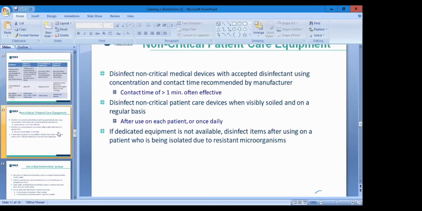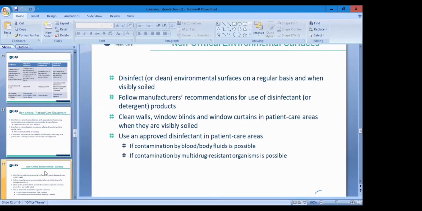For patient care devices, if they are visibly soiled, they should be disinfected on a regular basis, after each use on a patient, and at least once daily. If dedicated equipment is not available, disinfect items after using them on a patient who is isolated due to resistant microorganisms. All three points are important for non-critical patient care equipment. When we talk about surfaces, disinfect environmental surfaces on a regular basis and when visibly soiled.